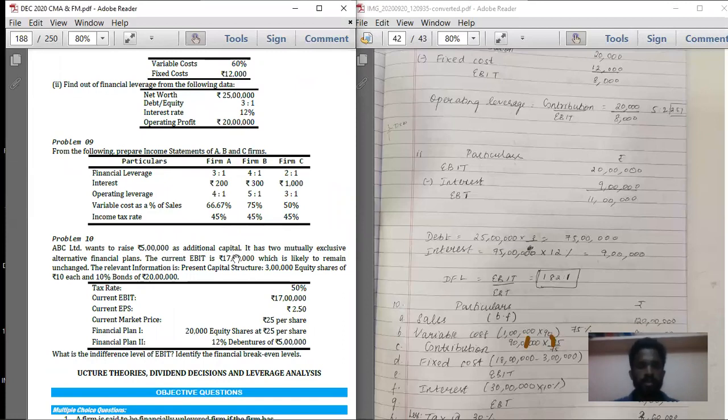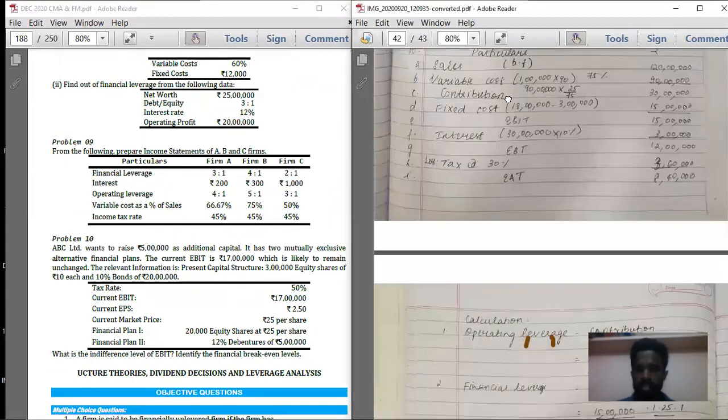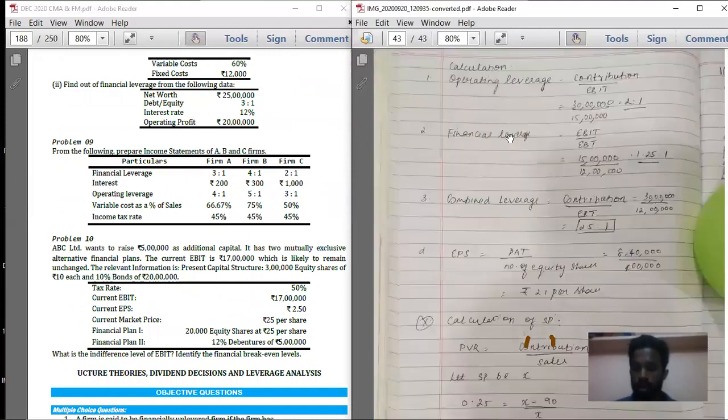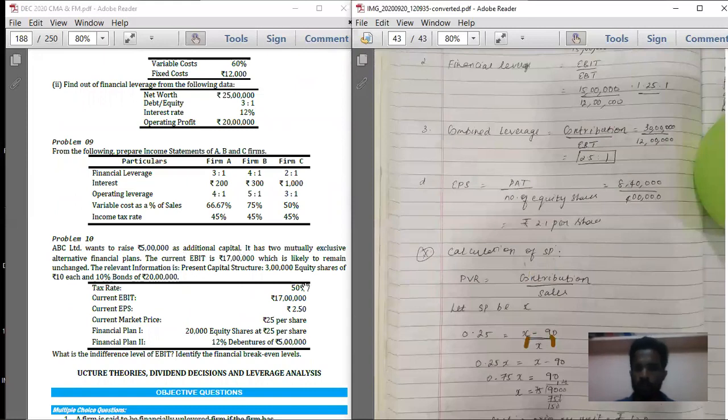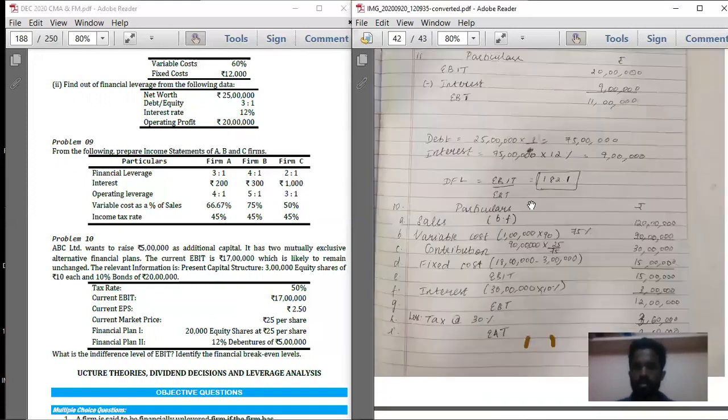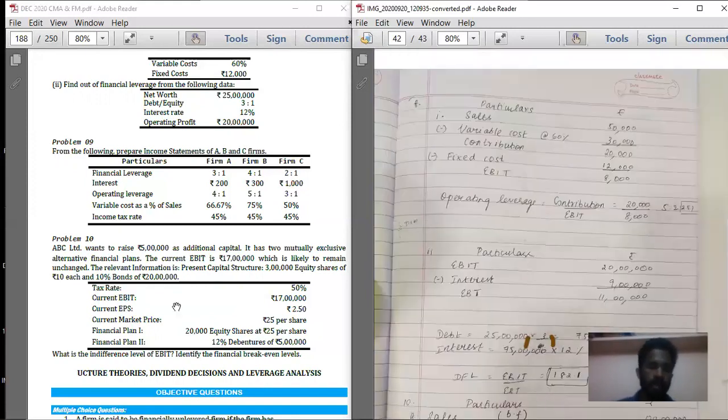So one more last sum is left over, problem number 10. Actually, this problem number 10 is a repeated one, so sir has removed this problem. He has changed the other problem for problem number 10. This problem number 10 is repeating from, I think, problem number 6 or 7 or something. So don't worry about problem number 10. In your material, problem number 10 is ABC Limited. For this problem number 10, the answer will be available in the institute material.